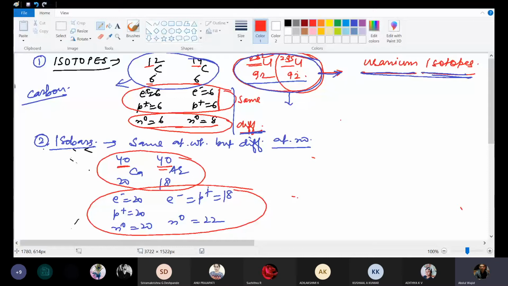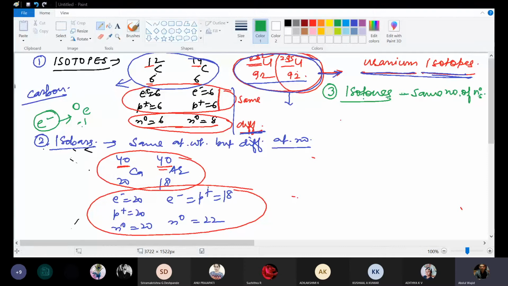Now, third, we will be talking about the isotones. What are isotones? Isotones are those species which have same number of neutrons. One more thing, I think I have previously also told you: in chemistry, you will be writing electron like this, but in nuclear chemistry, you won't be writing like this. You will be writing -1 and 0. This is electron. Charge is -1 and mass is 0.